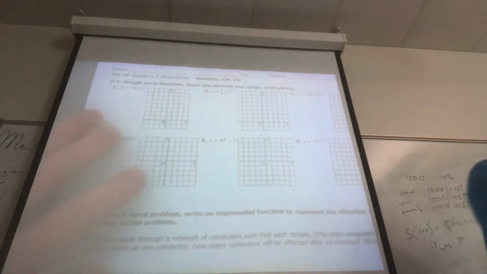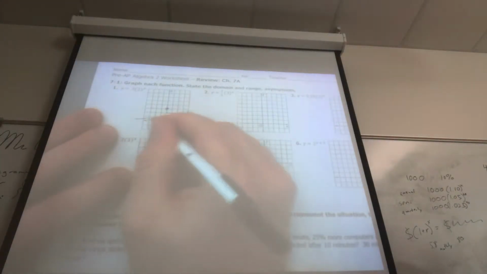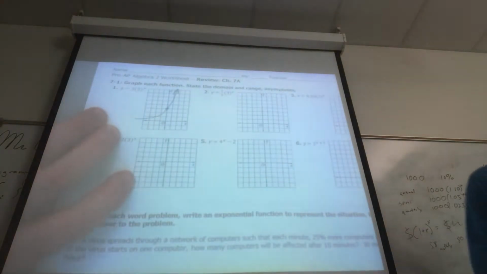This one, 3 times 2 to the x means at 0 it's going to be 1, 2, 3. This is exponential, so it's going to curve up on the way back. It'll turn into an asymptote. So it's going to go kind of like that.